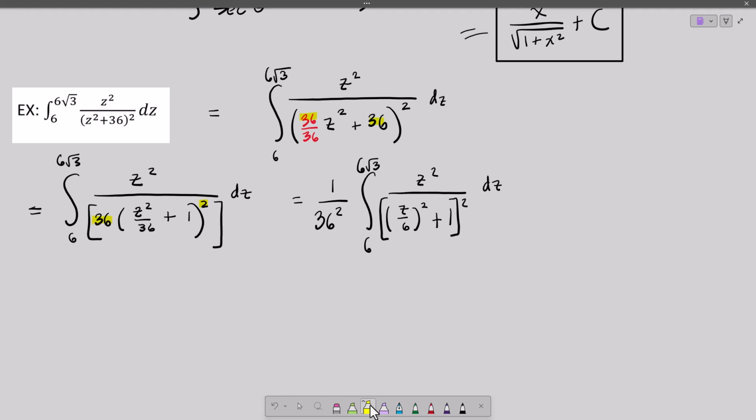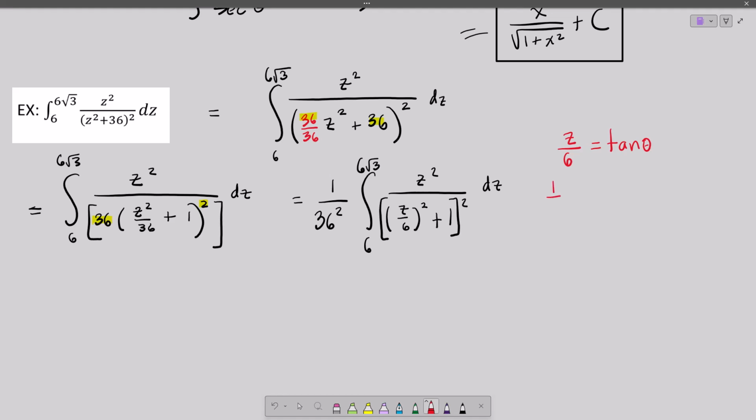Now we have a sum of squares with a 1. We're going to let z over 6 equal tangent t. Once again, it's only sine, secant, or tangent. If you tried to put sine squared in there, sine squared plus 1 is not an identity. Secant squared plus 1 is not an identity. The only one that creates an identity is tangent. Tan squared plus 1 is secant squared. It's the only one that will work.